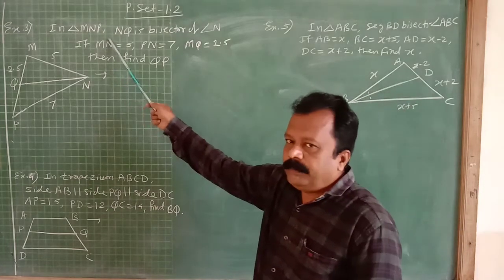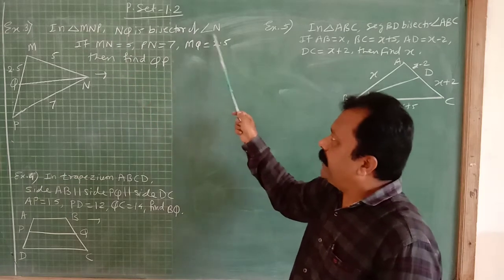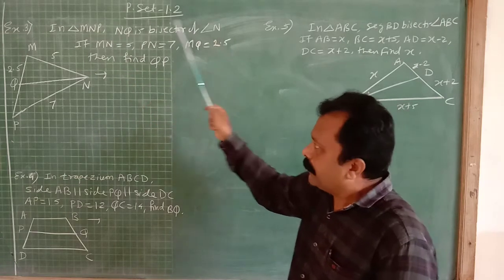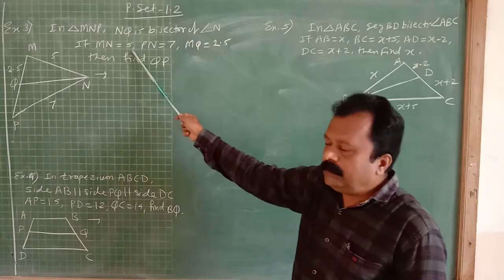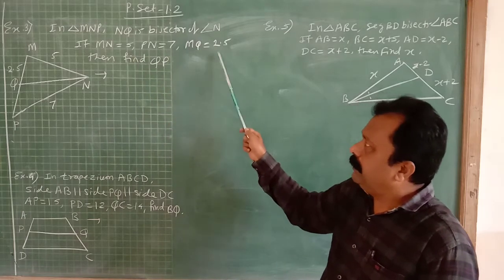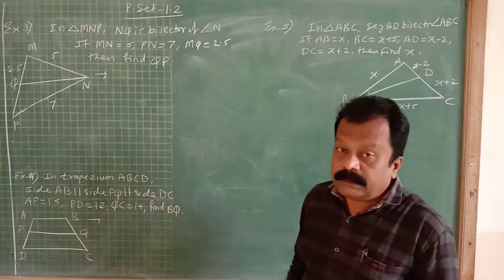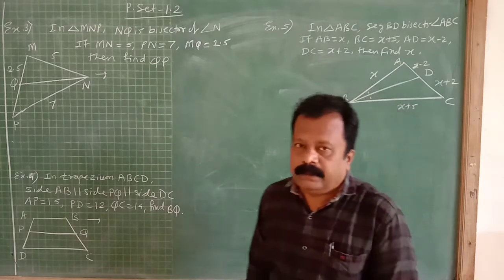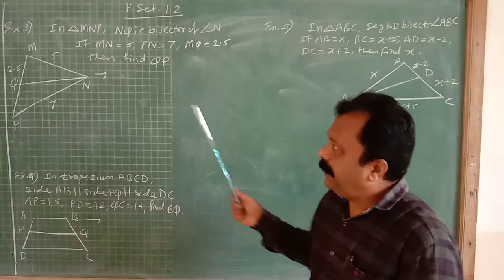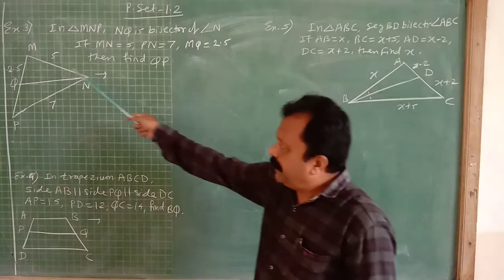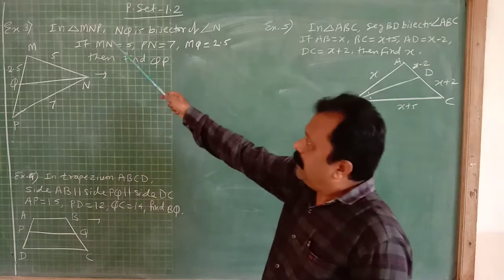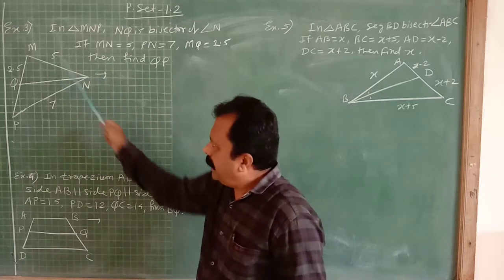In triangle MNP, NQ is the bisector of angle N. If MN is equal to 5, PN is equal to 7, MQ is equal to 2.5, then find QP. This is the way to read. Read by mind, find out what is given. The figure is also given, in triangle MNP, this is M and P.